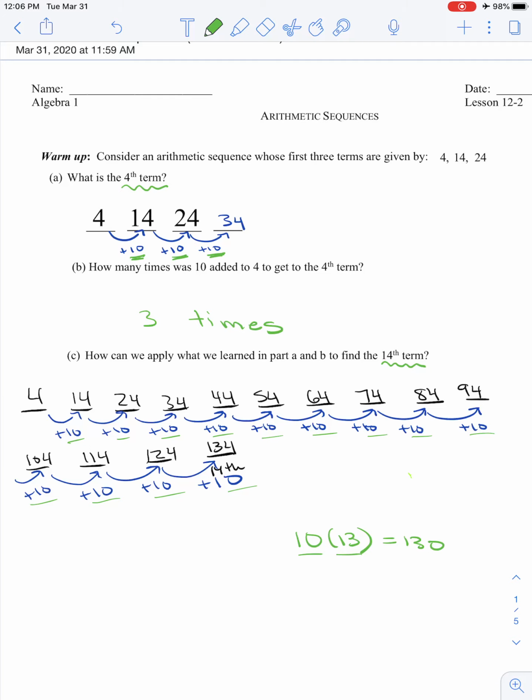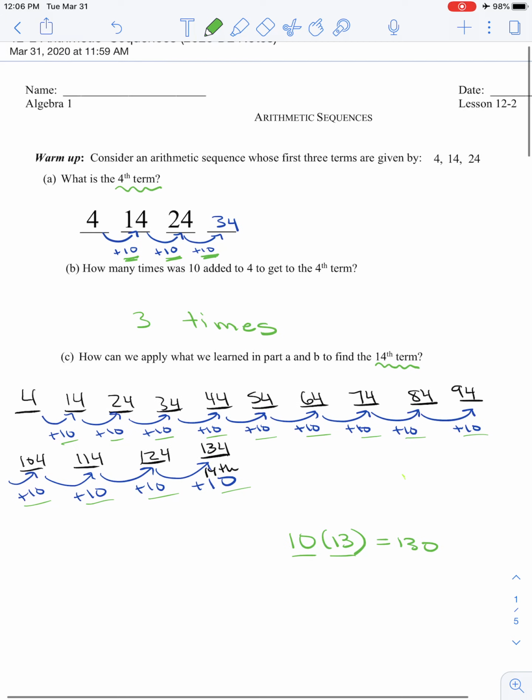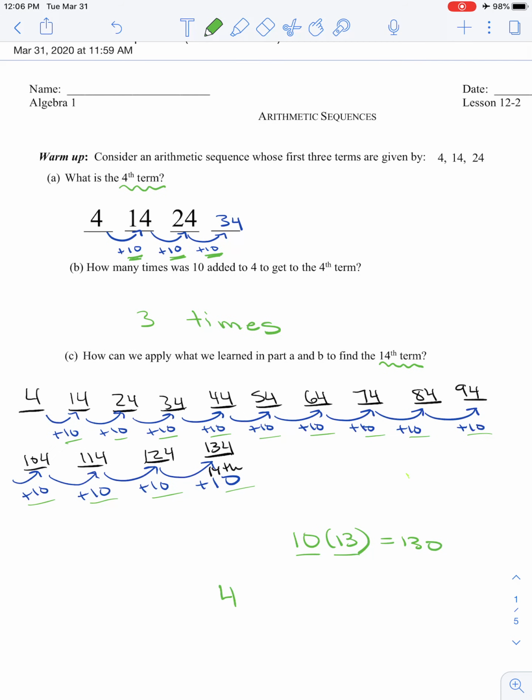So in order to find the 14th term, what you want to think about is taking your first term, which is a 4 in our case, and adding the 10 times 13. The reason why we're multiplying 10 times 13 again is because we added 10 13 times in order to find our 14th term.